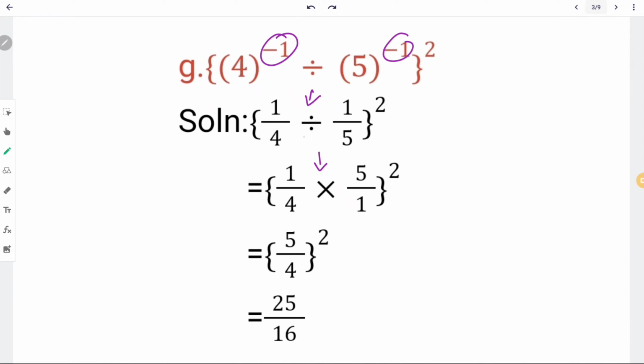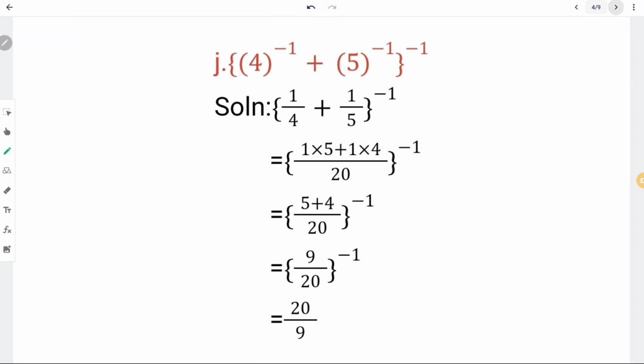All right, once we're done with that, let's multiply. 1 5s are 5, and then 4 1s are 4. So the whole square, right? So 5 into 5, we're going to get 25, and then 4 times 4, we're going to get 16. So at the end, our answer is 25 by 16. J, once again, same thing. Negative powers, so make them positive. How do you do it? Just interchange, right?